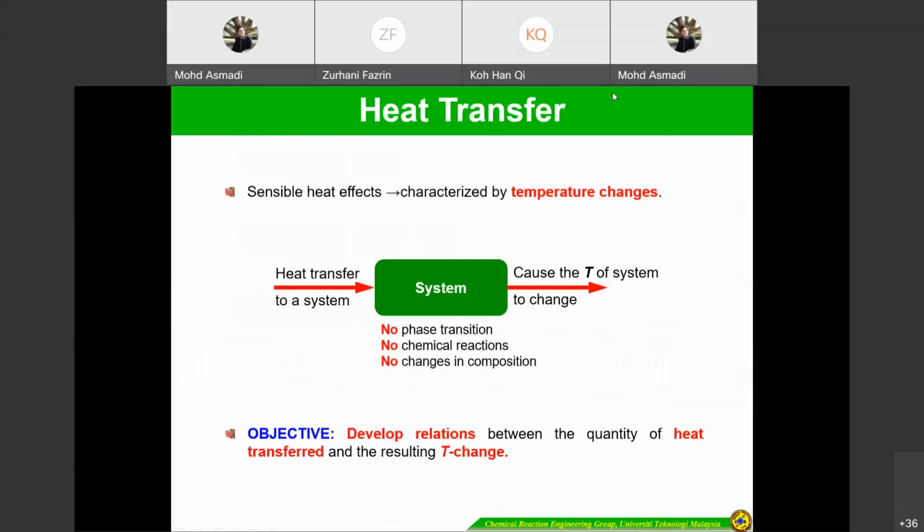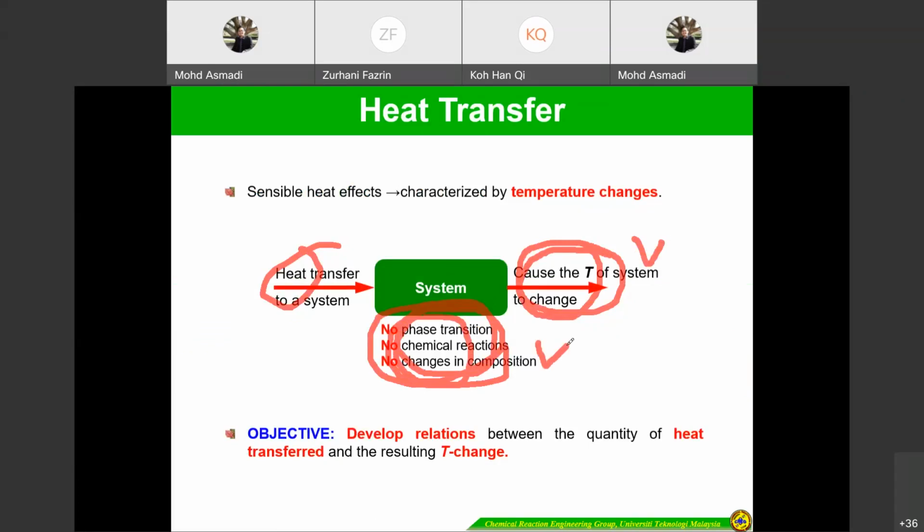heat is transferred to the system. When you apply heat, it causes the T of the system to change. No phase change, no reaction, no change in composition. This one you have to know. This is the key, because later you will do the hypothetical part.